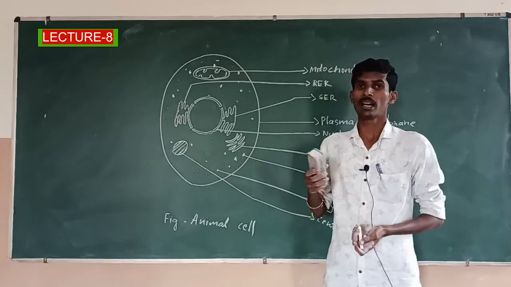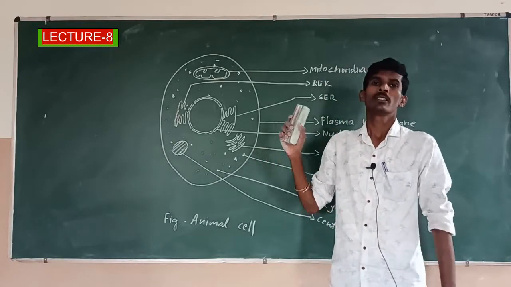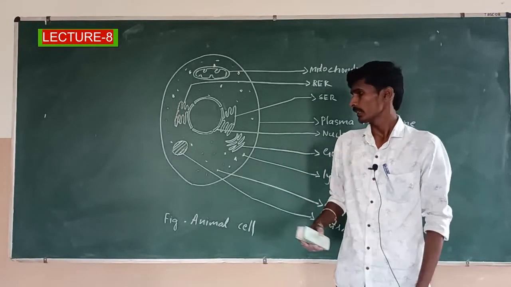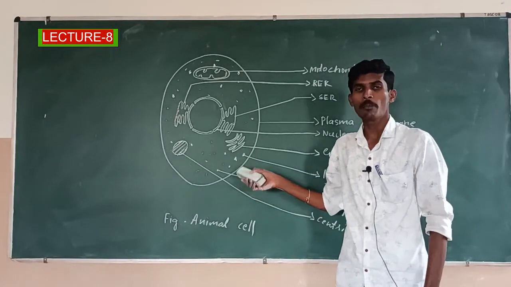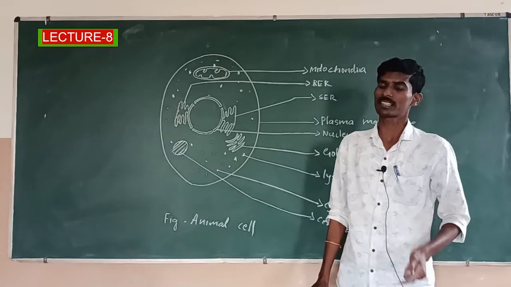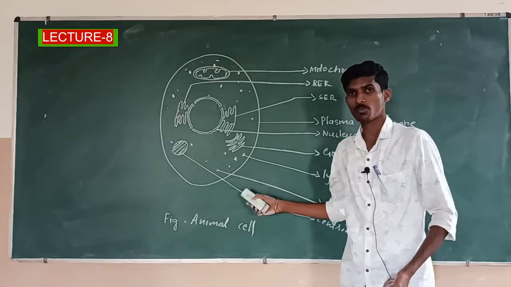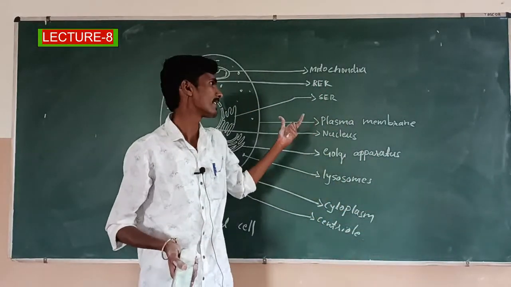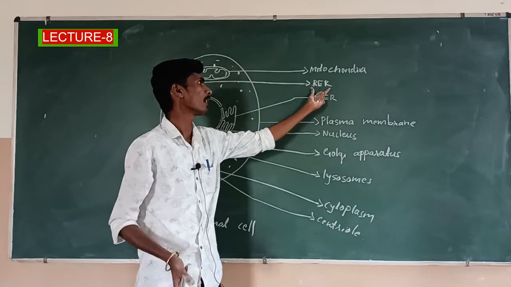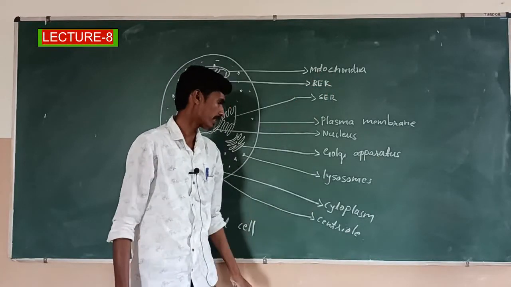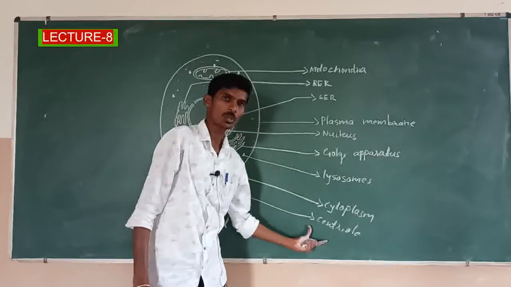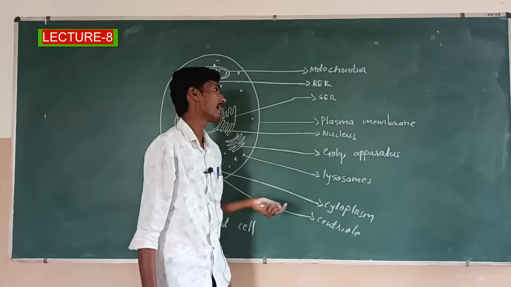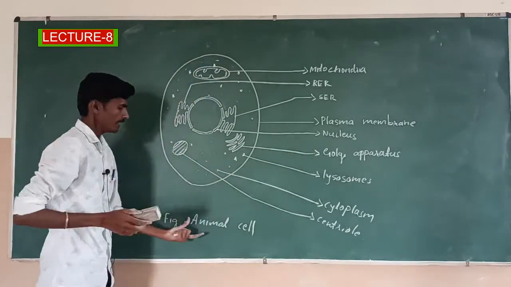One, in the animal cell, the cell wall is absent. In the plant cell the cell wall is present. Chloroplast is absent in the animal cell, present in the plant cell. Vacuoles are large in the plant cell, small in the animal cell. The remaining are similar. SER, smooth endoplasmic reticulum, rough endoplasmic reticulum, mitochondria are present. Another one is the centriole, it is present in the animal cells, and it may be present in plant cells also. This is the animal cell.